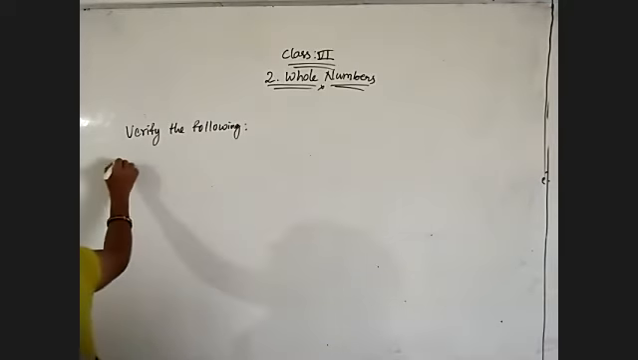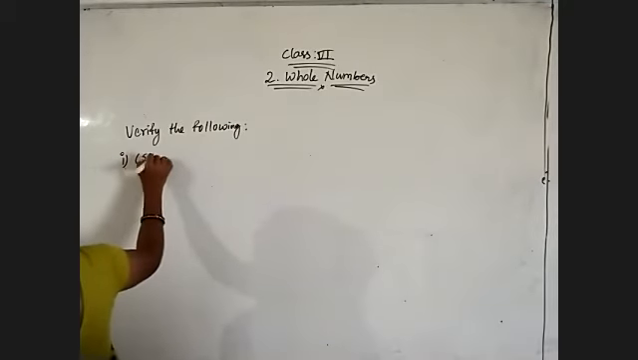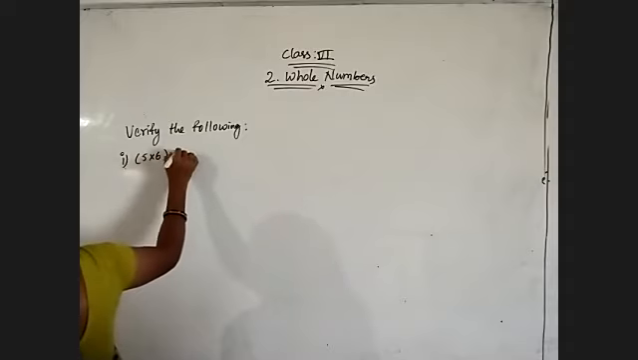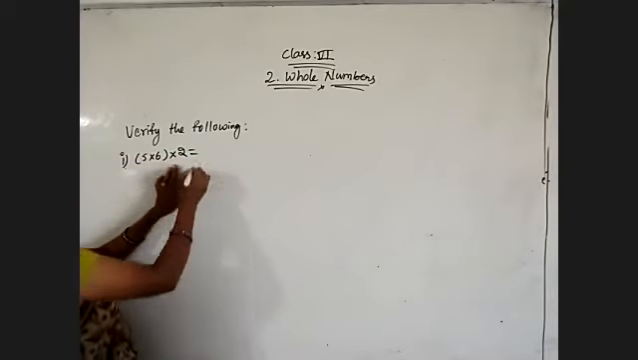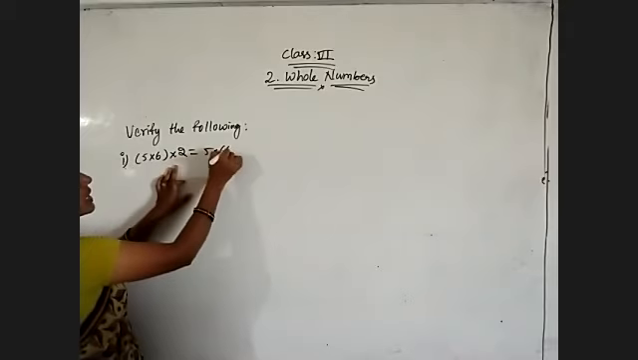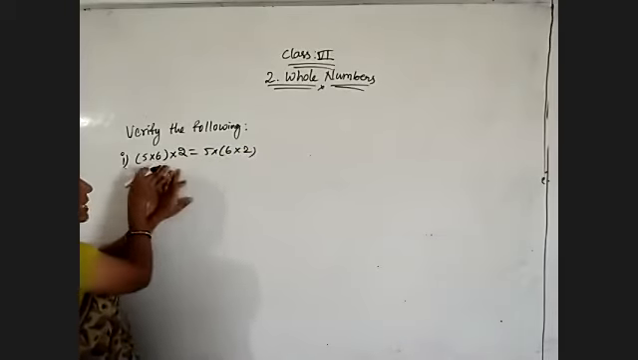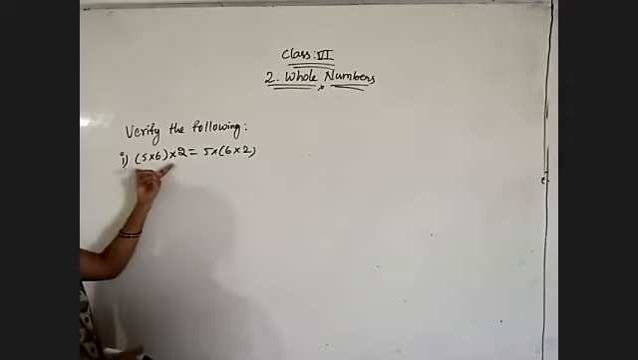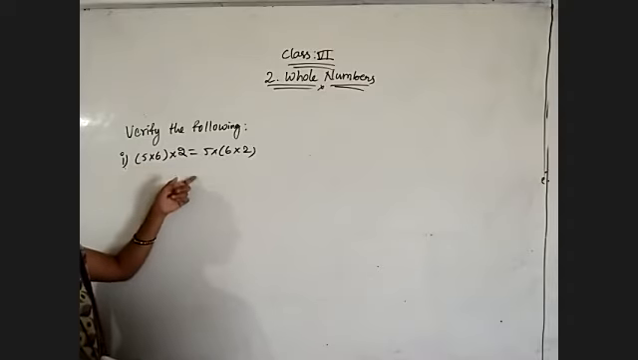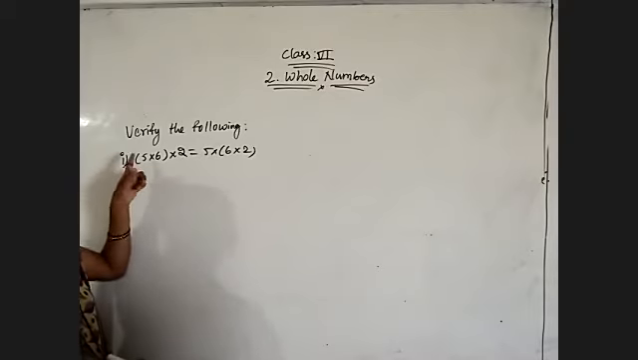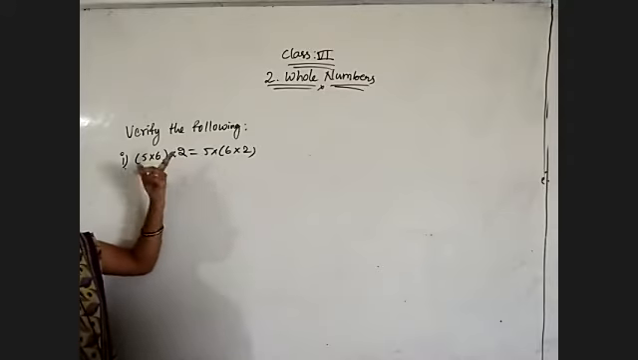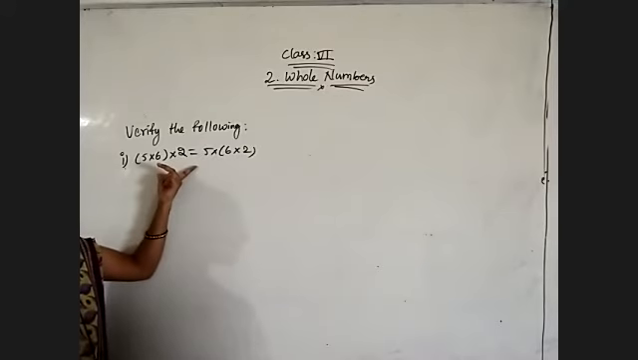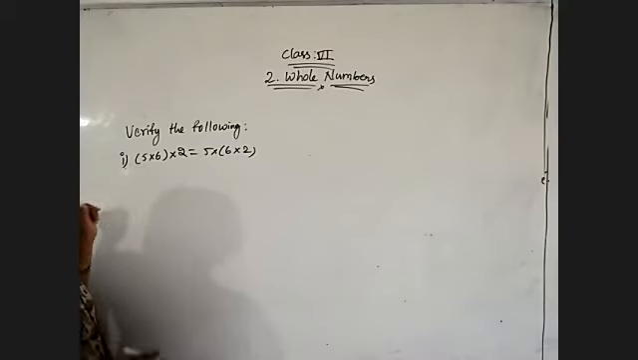My first question is 5 into 6 into 2 is equal to 5 into 6 into 2. Here the numbers are not changing, brackets are changed. How many numbers are there? 3 numbers. Which property is it? Associative property over multiplication. All are into. So associative property.